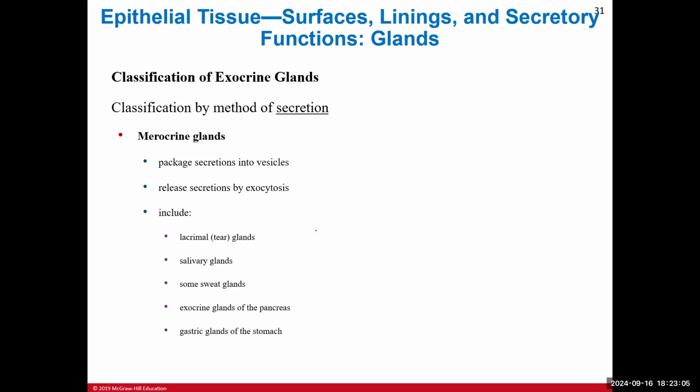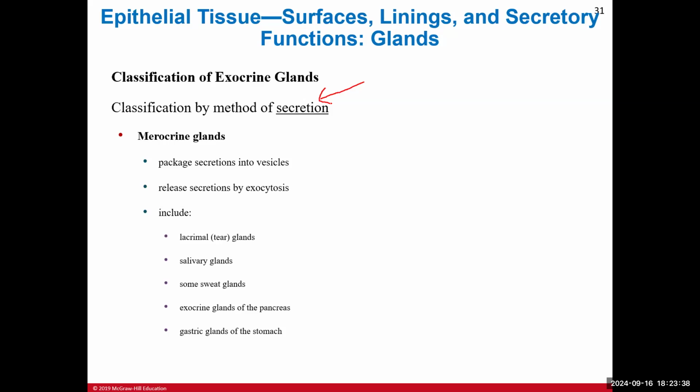So when we talk about our exocrine glands and how we classify them, we are going to classify them through the method of secretion. I'm basically going to talk to you about these three different types of exocrine glands, and how we classify them, let me repeat myself, is based on how they secrete the stuff that they're making. So we'll start off with the first one called the merocrine glands.